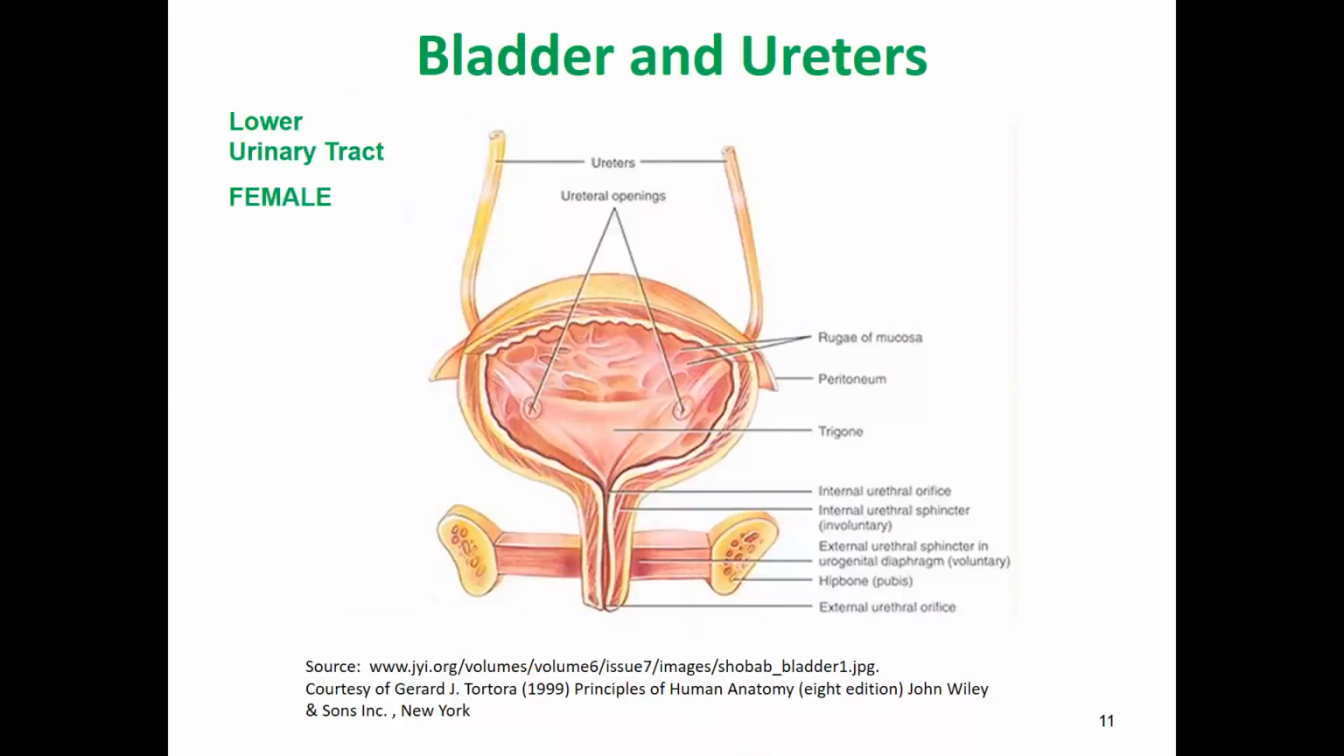Here's a closer view of the female bladder. Notice no prostate here. This picture shows the placement of the ureters and their openings in the bladder. These two openings on the left and the right are the ureteric orifice. Note how they empty into the bladder lower down into the trigone region of the bladder rather than in the upper dome of the bladder.